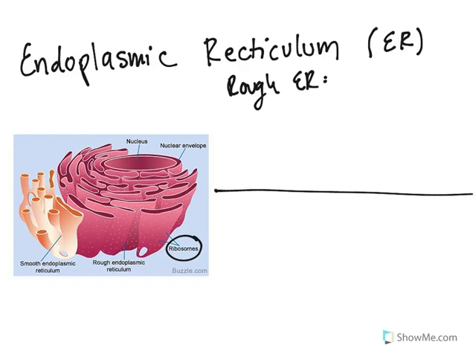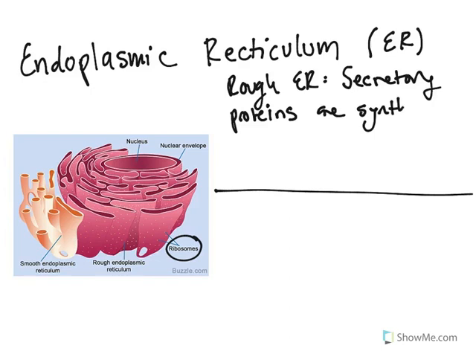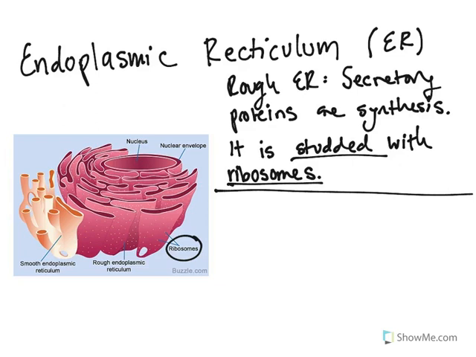So right now, the rough ER is where secretory proteins are synthesized. That's where they're actually made. And it is rough because it is studded with ribosomes. I like to think of it as braille looking. Also, rough and ribosomes both start with R, so maybe that can help you remember the difference between rough and smooth. So think rough, ribosomes make proteins, so it makes sense that rough ER makes proteins too.